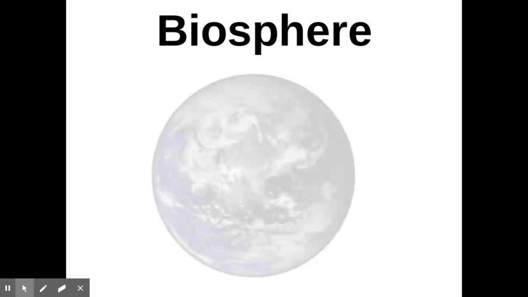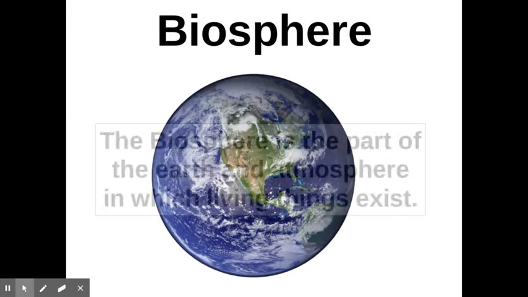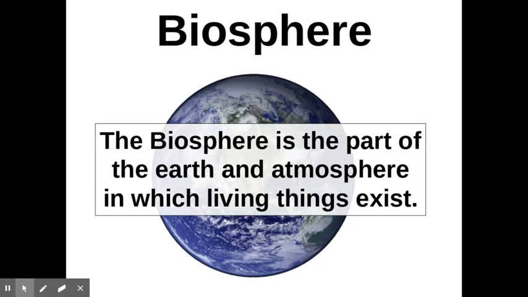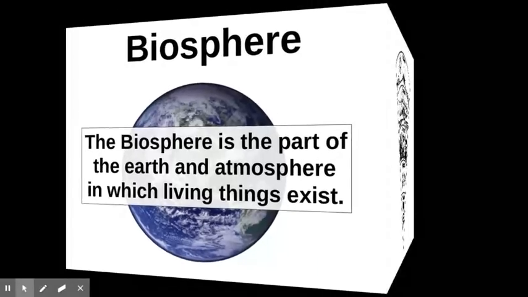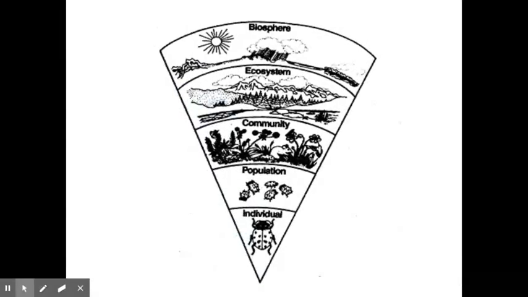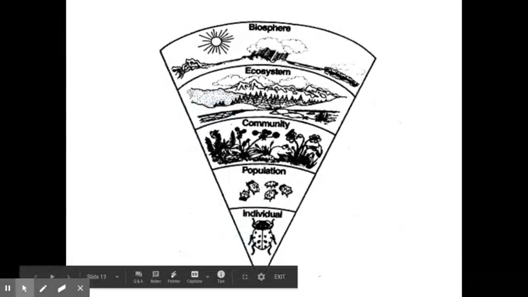Okay, the last part, the most inclusive part, we have the biosphere. The biosphere is part of the earth and the atmosphere in which living things exist. Okay, so every living thing on earth is included in this biosphere. And this is just another image explaining it.